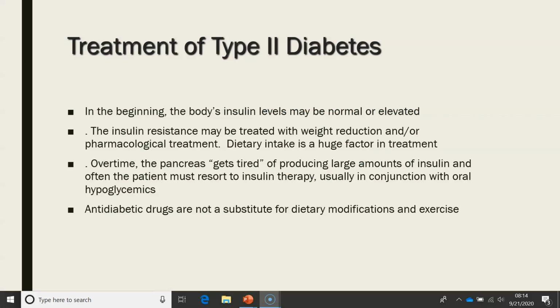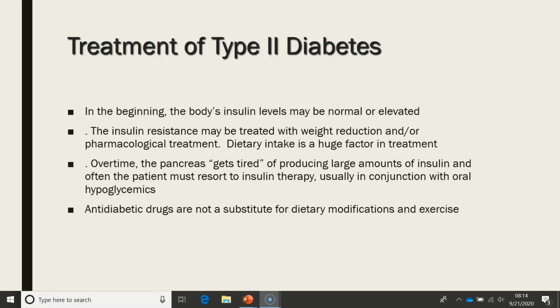Treatment of type 2 diabetes. In the beginning, the body produces its own insulin. Levels could be normal or they may actually be elevated. The insulin resistance may be treated with weight reduction and/or pharmacological treatment. Dietary intake is a huge factor in treatment.